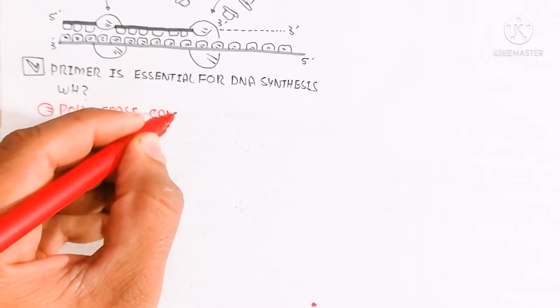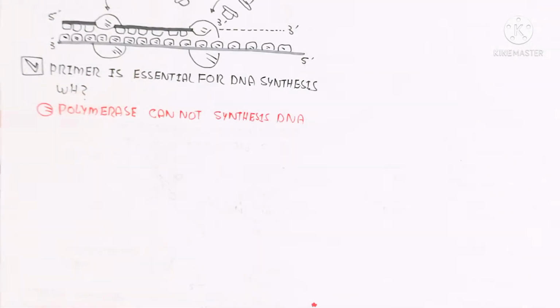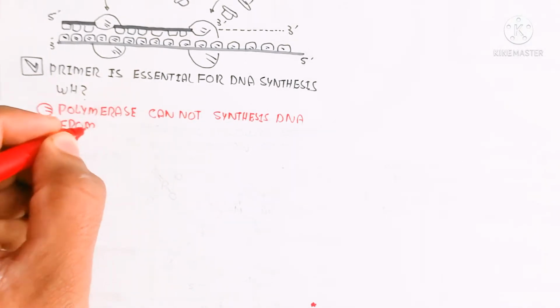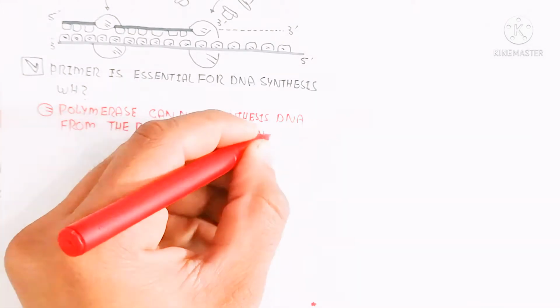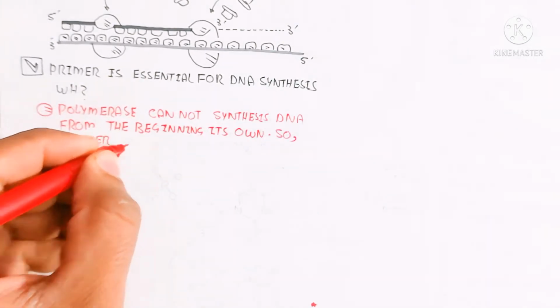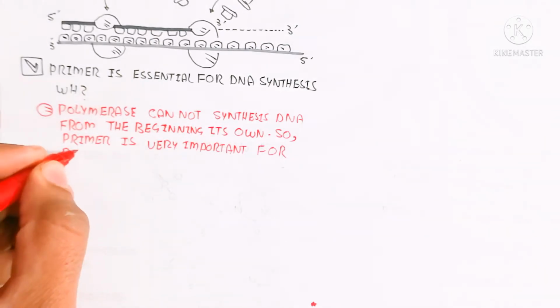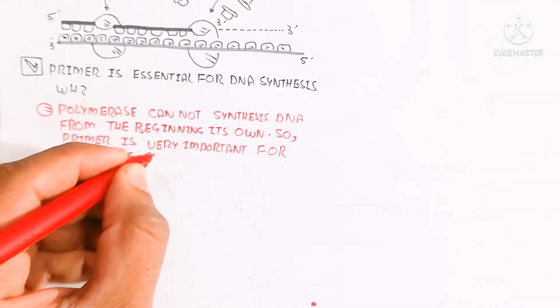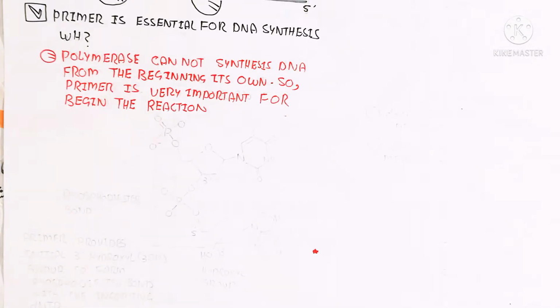The polymerase cannot synthesize DNA from the beginning on its own. So the primer is very important to begin the reaction. The beginning of the reaction is very important. Why? Because the polymerase cannot synthesize DNA from the beginning on its own. Here I am drawing the DNA structure, so you can understand as well.